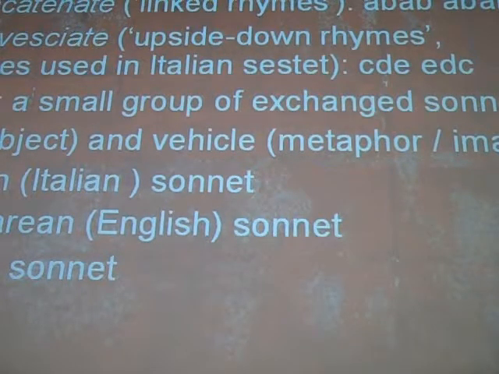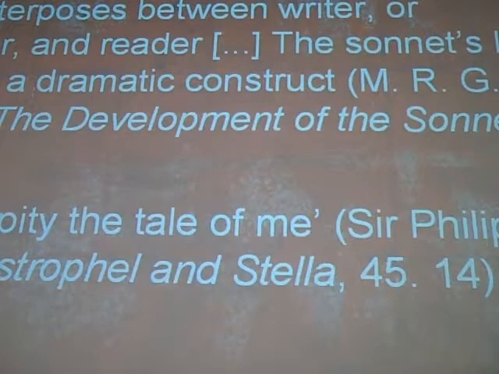Poet-lover. As we'll see. So as Michael Spiller mentions in his development of the sonnet, the text creates in its space a self, an I, who interposes between writer or speaker and reader. So this I is in the middle. There's the author, there's the I in the middle, and then there's the reader. So it's not just the case that it's a direct communication between author and reader. That's rarely, if ever, the case in literature. The sonnet's lyric voice is a dramatic construct. So we always have to bear that in mind.